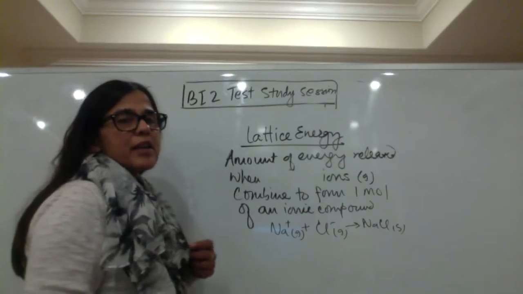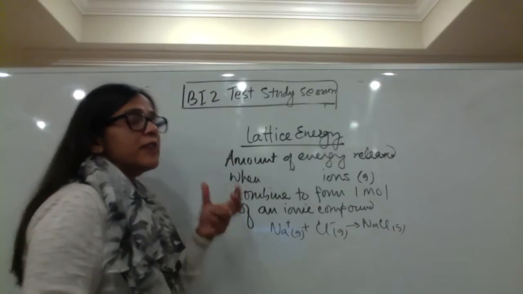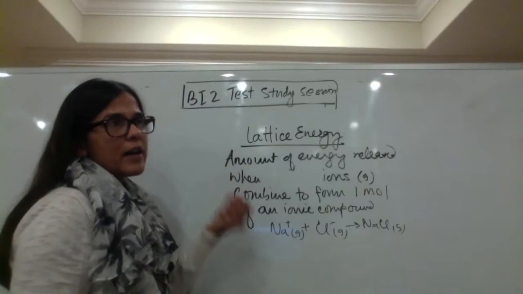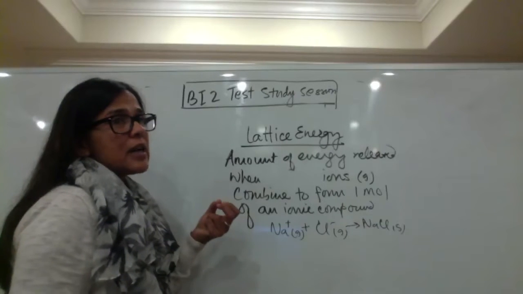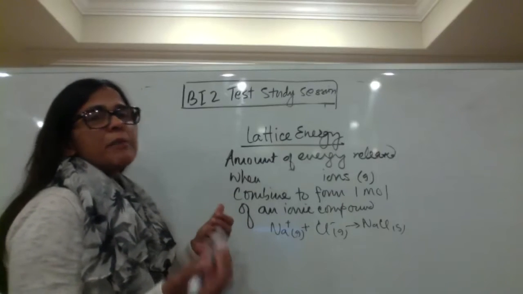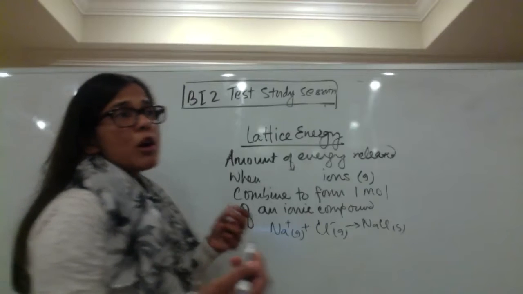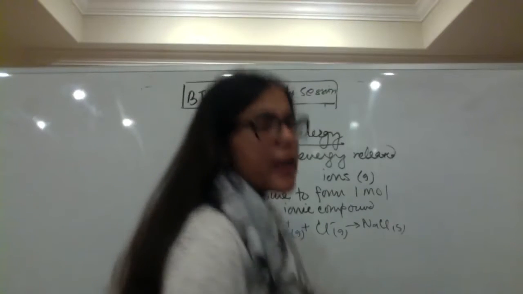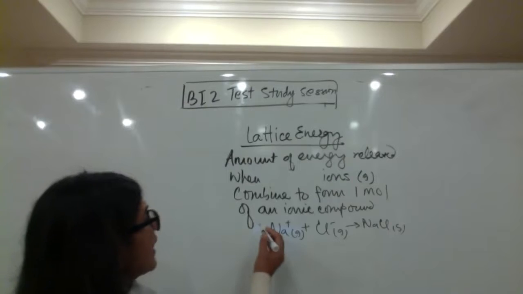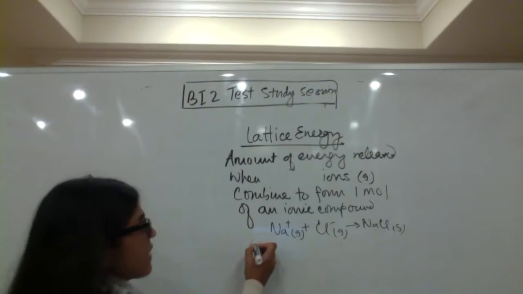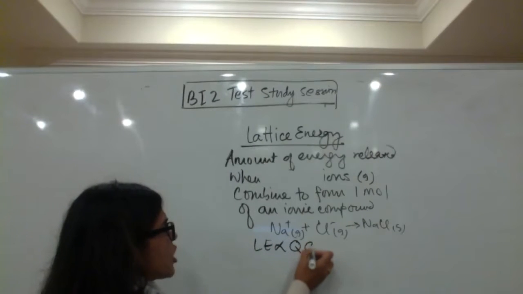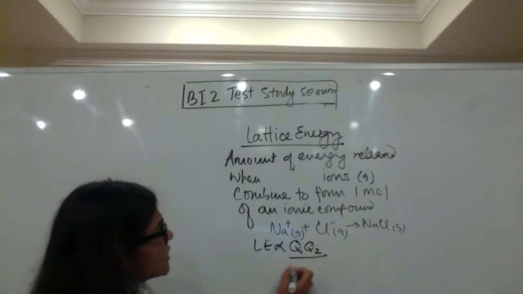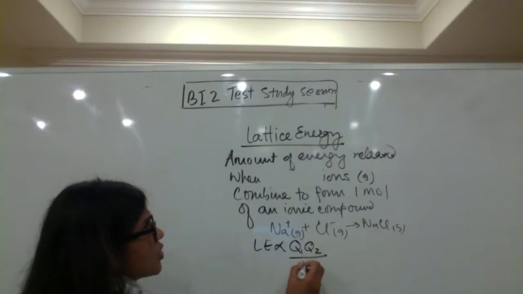For us, the implication of lattice energy is in figuring out the strength of ionic bonds or ionic compounds, and kind of predicting the melting and boiling points, because the stronger the ionic bond, the more energy it will require to break it. And lattice energy's measure is given by Coulomb's law. So lattice energy is proportional to the charges on the ions and inversely proportional to square of the distance between them.